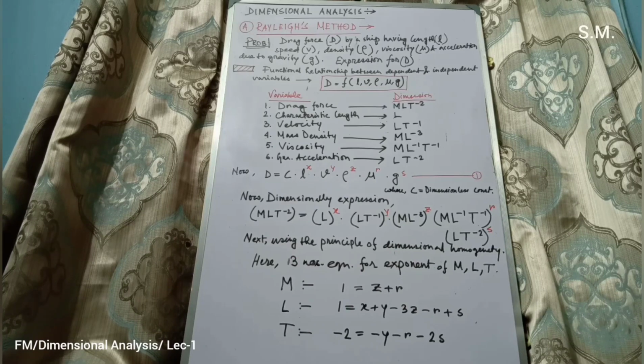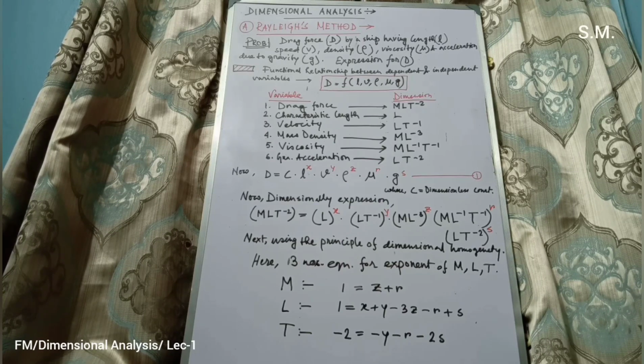Now we have to find out the functional relationship between these variables. D is a variable, L is a variable, V is a variable, rho is a variable, mu, g, everything is a variable.